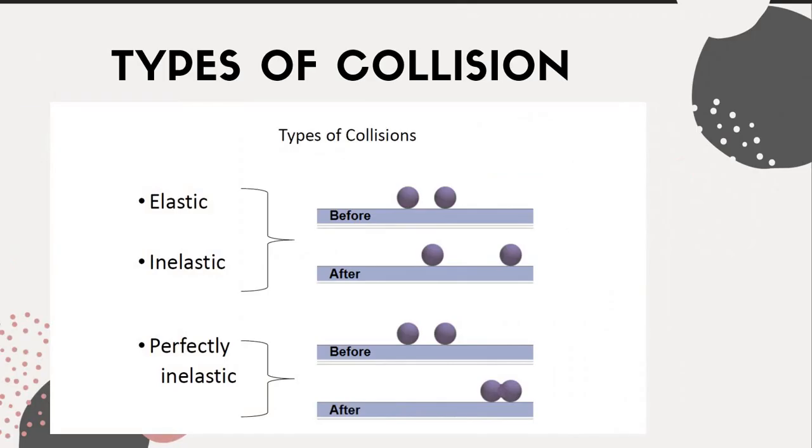Now let's talk about types of collision. Basically, we have two types of collision, elastic and inelastic. But under inelastic collision, we still have two types, perfect inelastic and imperfect inelastic collision. Let's see the illustrations and see what happens, so you can describe the two types of collision.